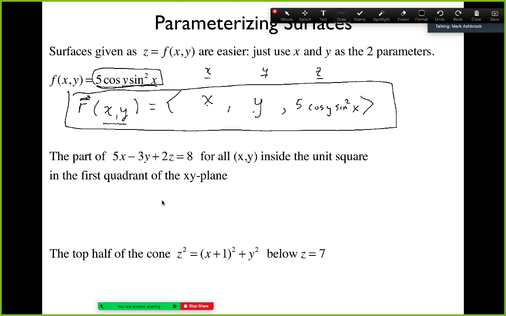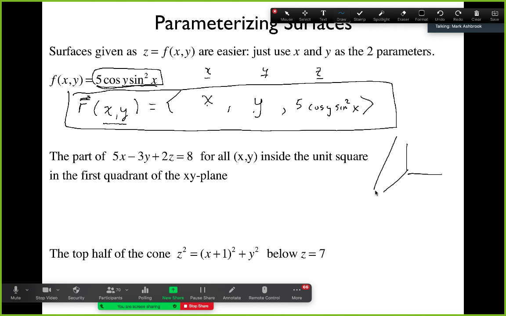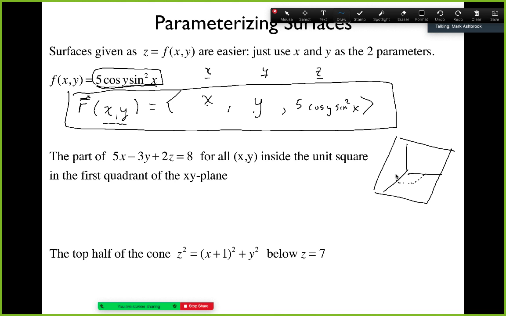Okay, what about this one? Can I apply the same thing? Do I have z as a function of x and y? I have the part of this plane inside the unit square. So some plane, and then we just want the part of that plane above the unit square, something like that. So can I apply this technique for parameterizing? Can I write z as a function of x and y? Yes.